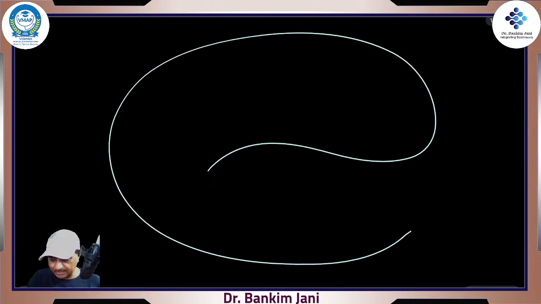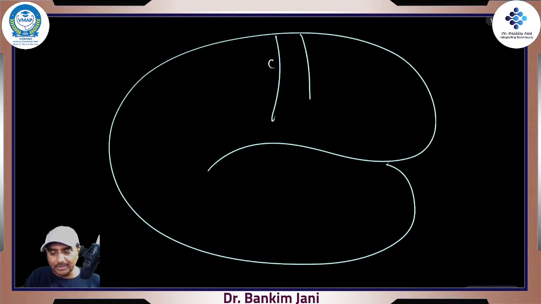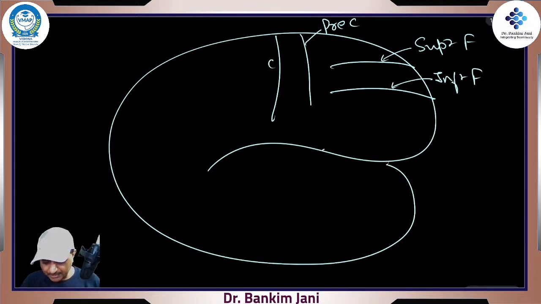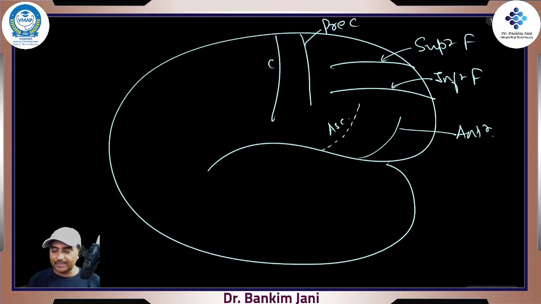So here it is, this is our lobe, right? Here it is, the central one, so we just write C. This one is pre-central, so we just say pre-central, and then two lines, right? This is superior frontal. This one is inferior frontal. We are just drawing sulci. And then this is the ascending ramus. This one is anterior, so we need to write anterior because it is in front. This is ascending, and almost done, right? So this is our frontal.